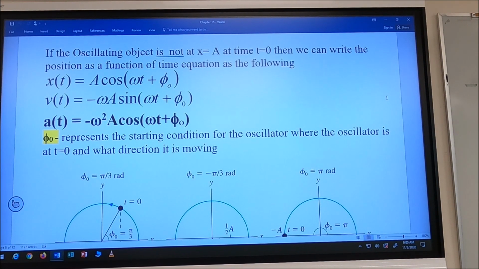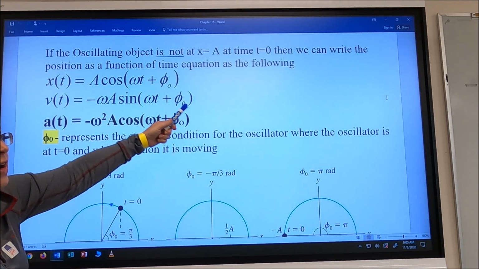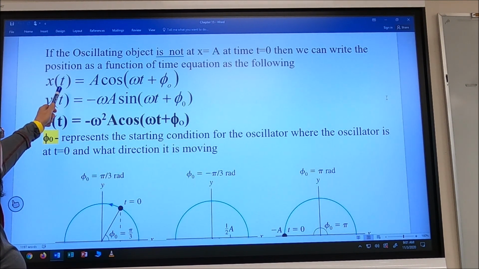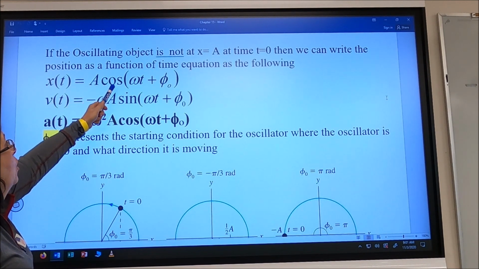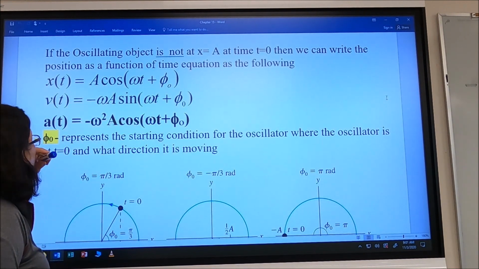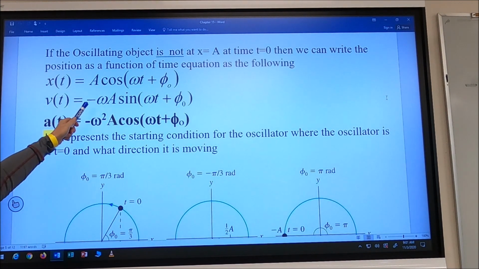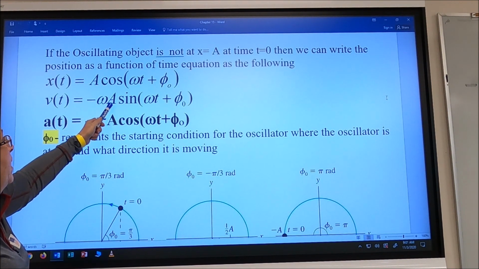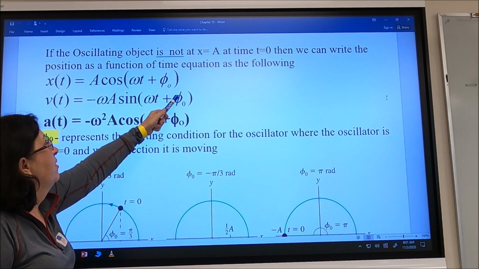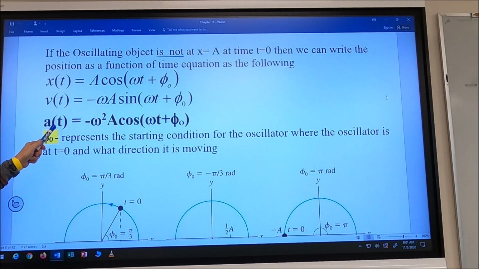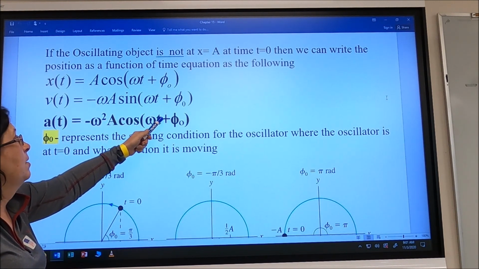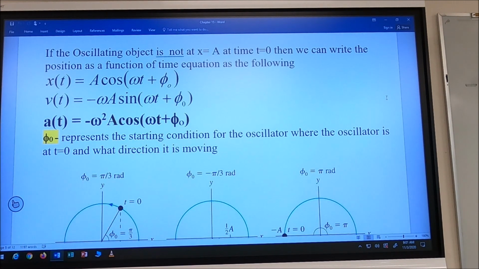But we also have to have equations for when the object is not at x equals A at time equals 0. Okay? For that situation, we have the more generic equation, x at time t is equal to A cosine omega t plus phi 0. Velocity at time t is equal to minus omega A sine omega t plus phi 0. And a at time t is equal to minus omega squared A cosine omega t plus phi 0. Phi 0 represents the starting position of oscillation. It tells us where we are at time 0.